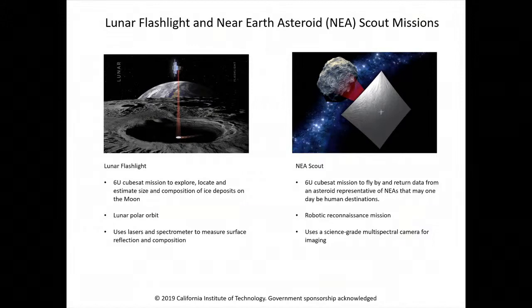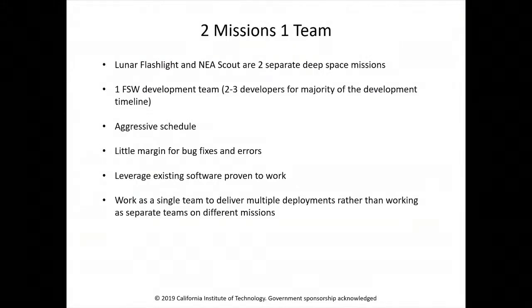They're both 6-year CubeSat missions. One is going to the moon, the other one is going to a near-Earth asteroid. And they do have a lot of other similarities in common, which I'll get into in just a minute. But the thing I want to highlight here is these are two very different missions in terms of their capabilities and what they will be doing. But there's really only a single team to work on the two CubeSats.